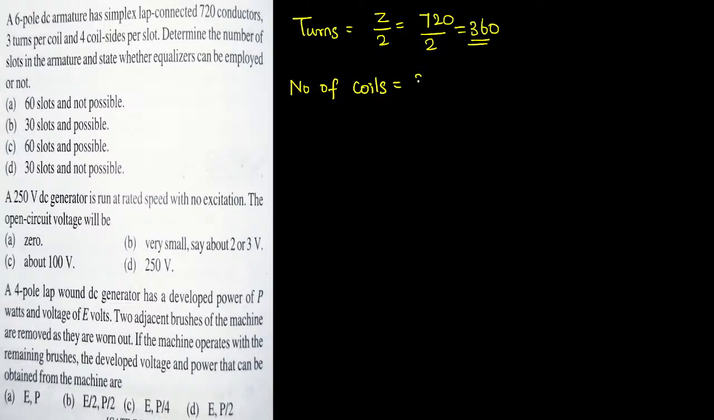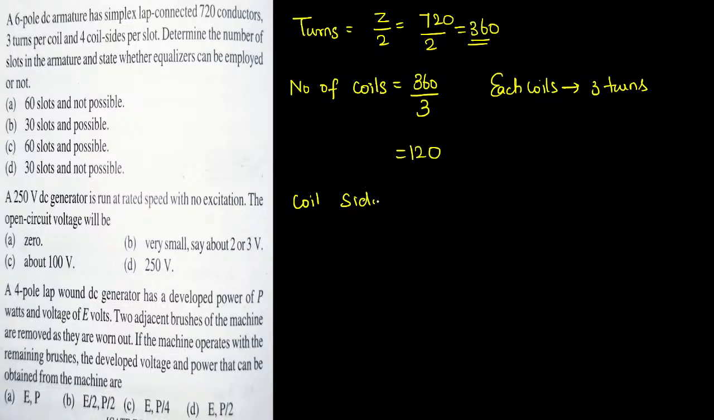In that case, you have to take the total number of turns and divide it by 3, because what they told, each coil is having 3 turns. Now we know total turns, and we have to identify the total number of coils. How much you will get? 120.